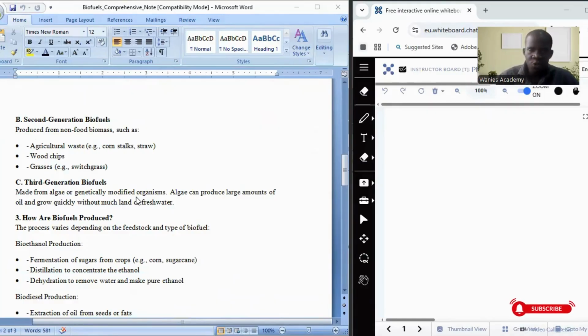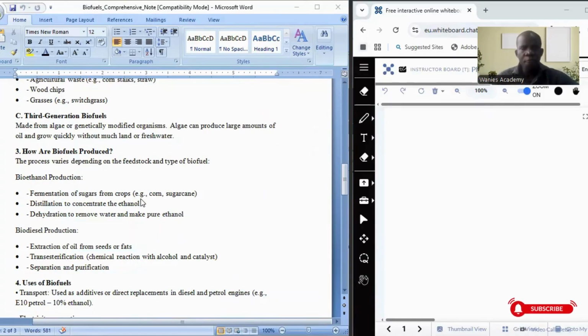The first stage is what? You ferment the sugar from crops. Then the second one is distillation. You distill it to concentrate the ethanol. Then the third one is the dehydration to remove water and make pure ethanol. That is the third stage of production of bioethanol.